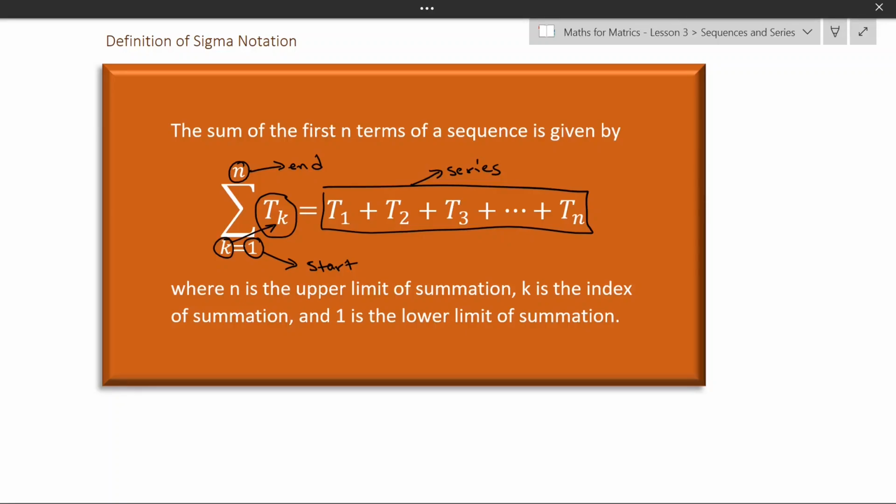Now, let us define sigma notation. The sum of the first n terms of a sequence is given by the sum of tk, from k equals 1 to n, where n is the upper limit of summation, k is the index of summation, and 1 is the lower limit of summation. If you have the sum of tk, from k equals a to n, and n is greater than or equal to a, then n minus a plus 1 is equal to the number of terms.